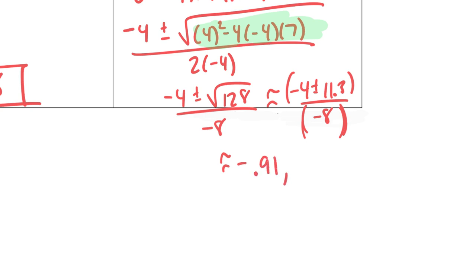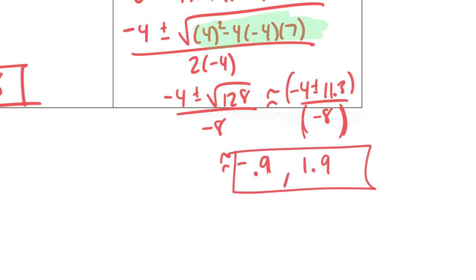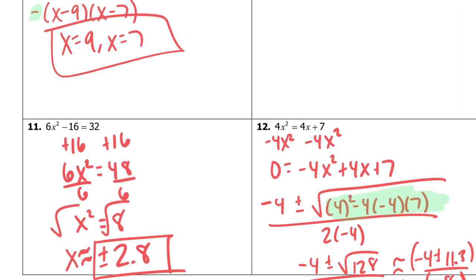And then -4 minus 11.3 divided by -8. Oops, typed it wrong. I forgot the parentheses. Is about 1.9. Oh, I don't know why I'm doing hundredths. I guess I was only doing one decimal place. So if you want to just say about 0.9, I'm going to erase those ones just to be consistent. Okay, and then we basically did all of them. The only one that I didn't do is that last one. I would also use the quadratic formula on number 10.